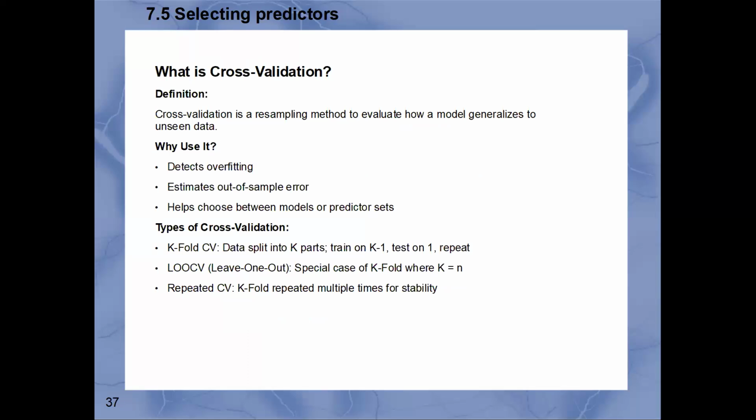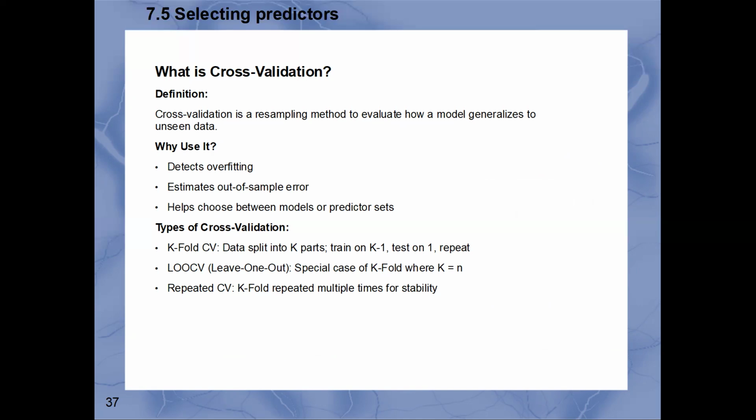We also have cross-validation. So cross-validation is a resampling method to evaluate how well the model generalizes to unseen data. So why is it used? It detects overfitting. So for example, if you keep adding in variables, then your model is going to fit the historical data better, but it doesn't mean that you're going to be able to predict the future better. And it's also going to help choose between models or predictor sets.